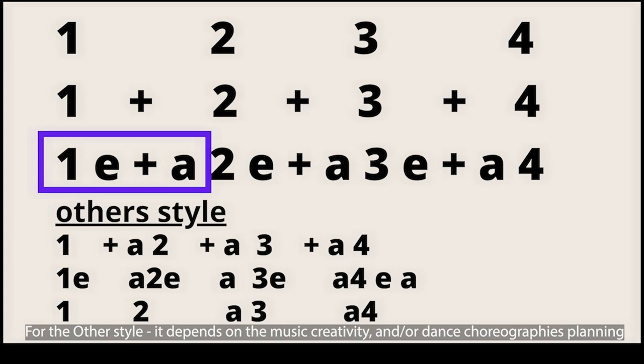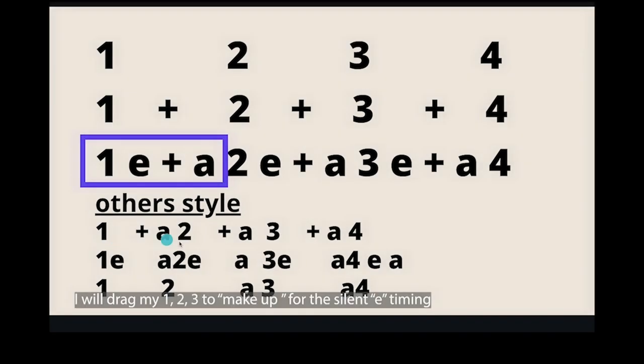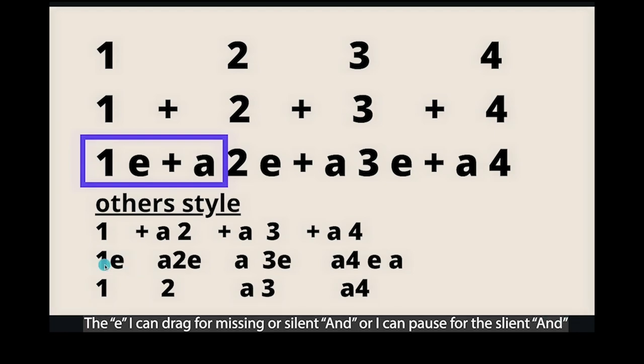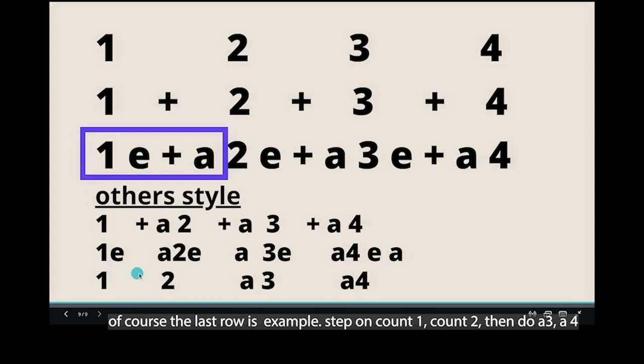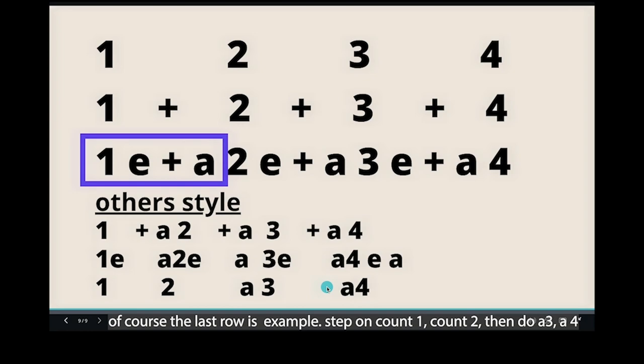Now, the other styles depend on the music creativity or the dance choreography's planning. So you have 1 and a 2 and a 3 and a 4. I dragged my 1, 2, 3, 4 to make up for that silent E timing. And then the next one is 1 E and a 2 E and a 3 E and a. Because that E drag again, remember, there's an N count there. Instead of dragging, you can also do 1 E, a 2. That means a slight pause there. So the dance move can be 1 E, that E, they drag a bit, or they could pause and then move on to the 2.